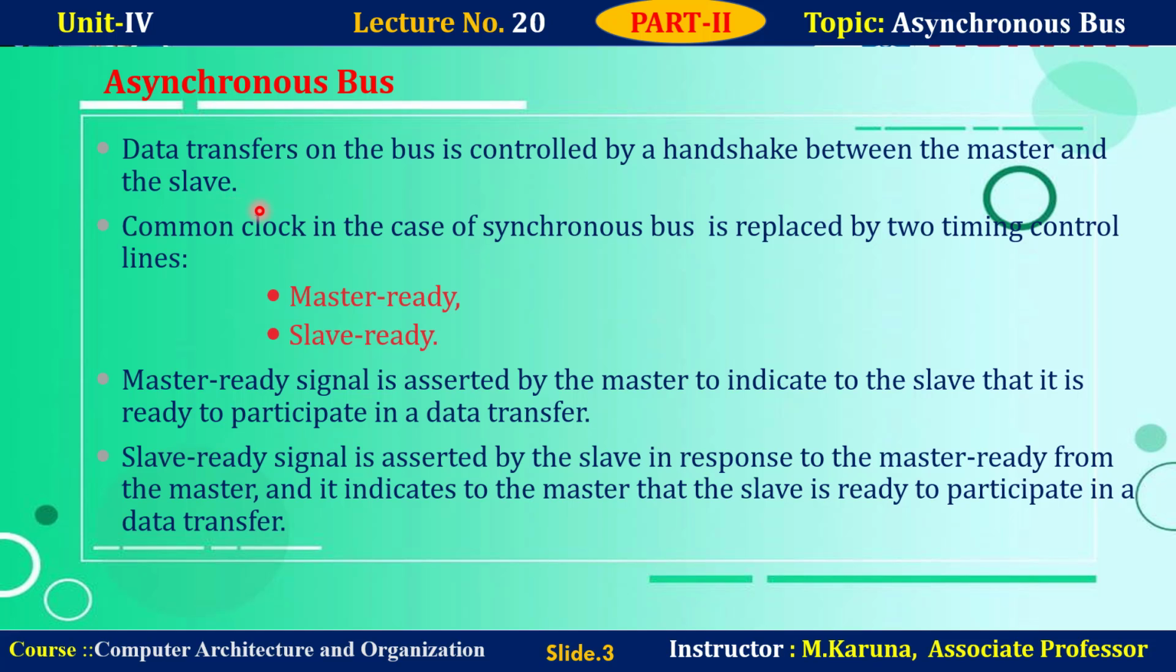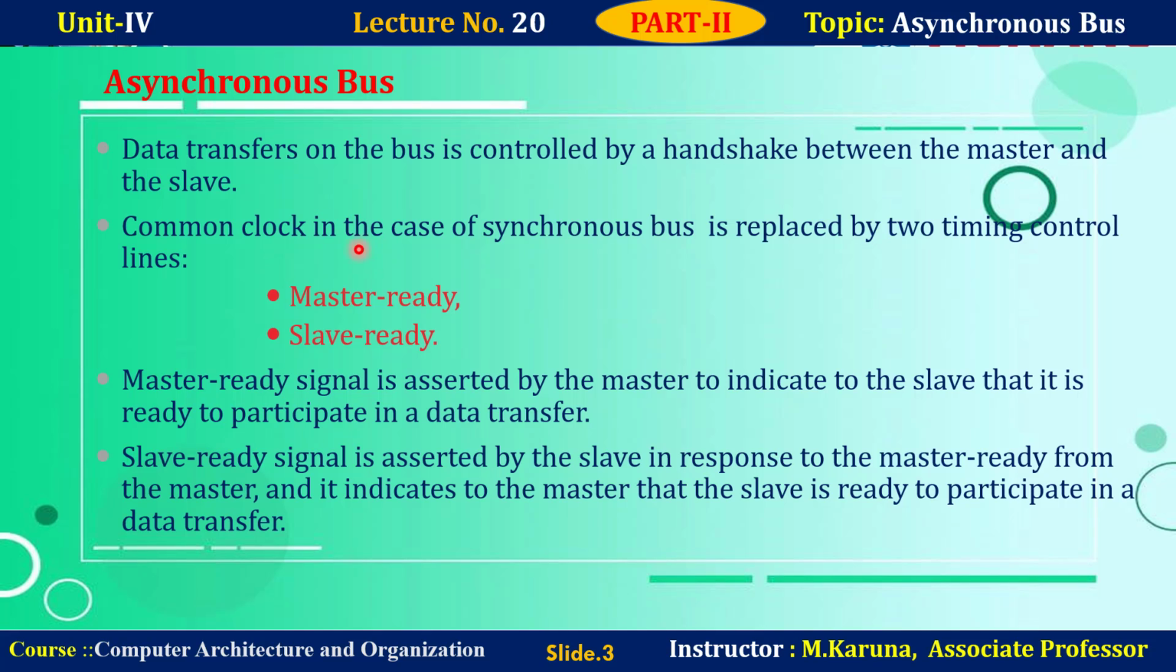Asynchronous buses can be used to control the data transfers between the processor and I/O devices. Here we are concentrating on read operation, so the device is an input device. Let us see how the data transfer takes place between the master and the slave with the help of the asynchronous bus scheme. The data transfer can be controlled by handshake signals between master and slave. I already told you the master is the processor and the slave is the input device because our operation is read operation.